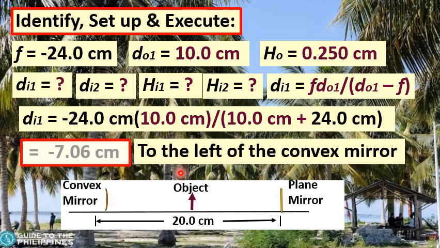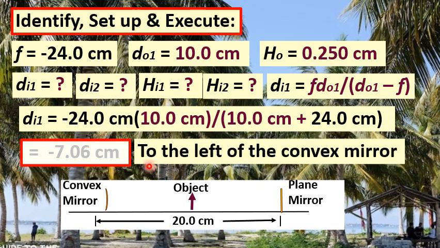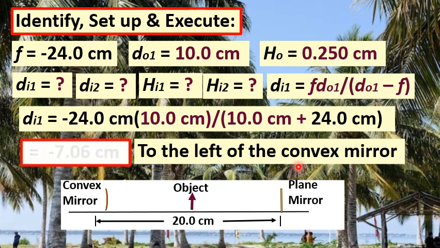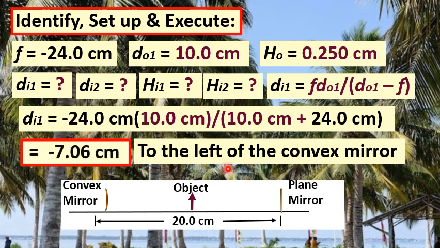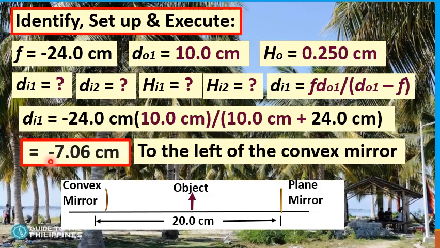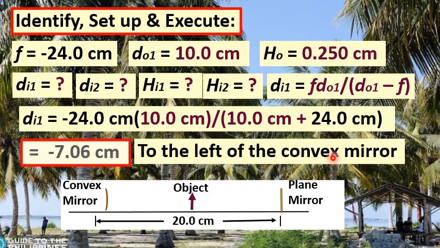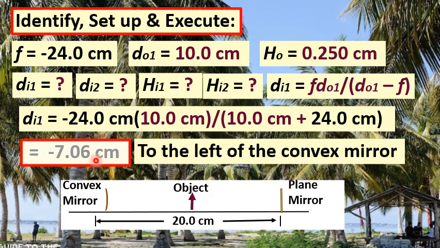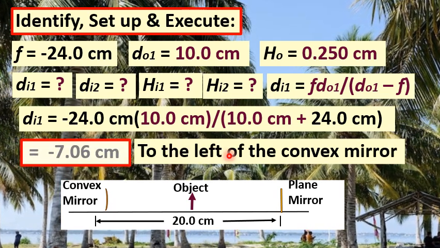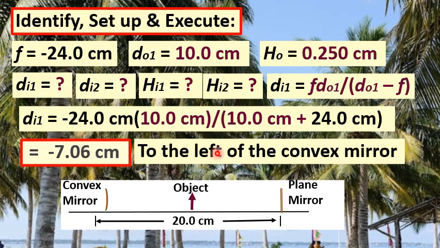So we say therefore that the first image formed by the convex mirror is a virtual image, and that agrees with the negative sign of d sub I1. Also, the orientation of the first image is that it is upright or erect.